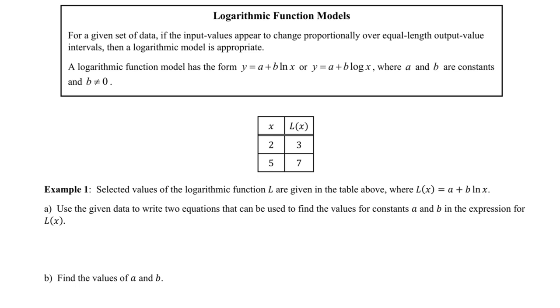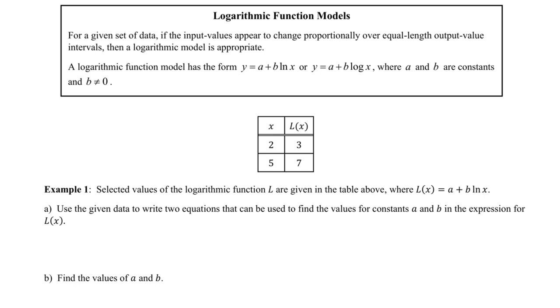For a given set of data, if the input values appear to change proportionally over equal length output values. Now that's different than what we were looking at before. Before we wanted the input to be the same, and we were looking at the outputs to see if it was linear or quadratic or cubic. But this time, the input values will change proportionally. And remember, that means by multiplying. Then a logarithmic model is appropriate. So we got to get that down. If the x's are being multiplied over and over again and the y's stay the same distance apart, then a logarithmic model is probably going to be appropriate.